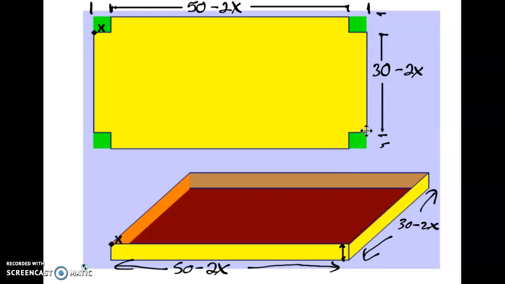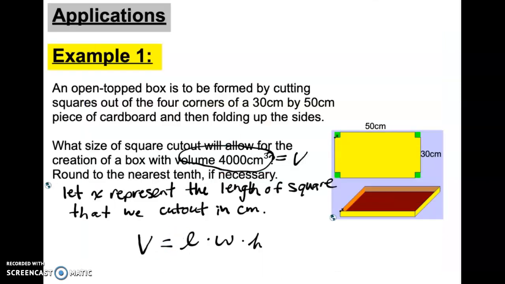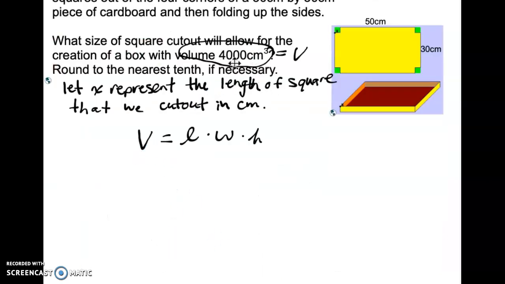And then last but not least, when we fold up the sides, that length right there, that x, actually becomes the height of the box. And if you can't visualize this, you can always take a piece of paper out at home, cut out little corners out of all 4 sides, and then fold up the sides to make a box. And then you'll be able to see how it relates. Okay, but now we have a length, a width, and a height, all in terms of x. So we can sub that into our equation here. Okay, and I'm also going to plug in the 4,000 for V.